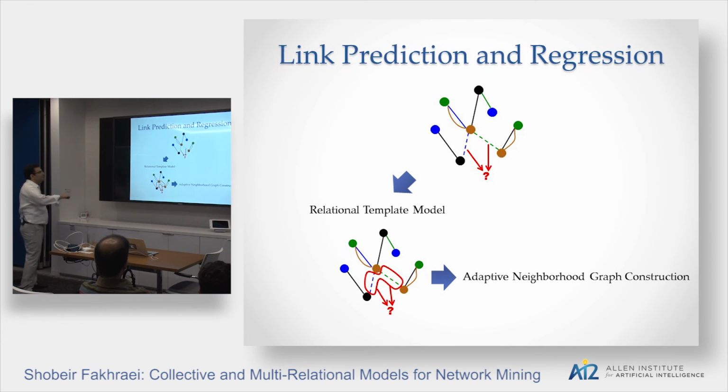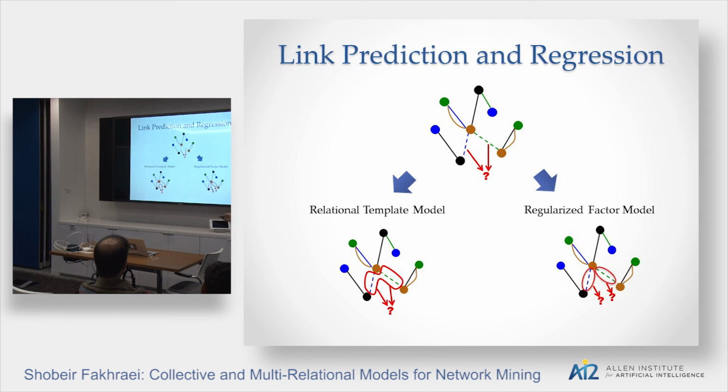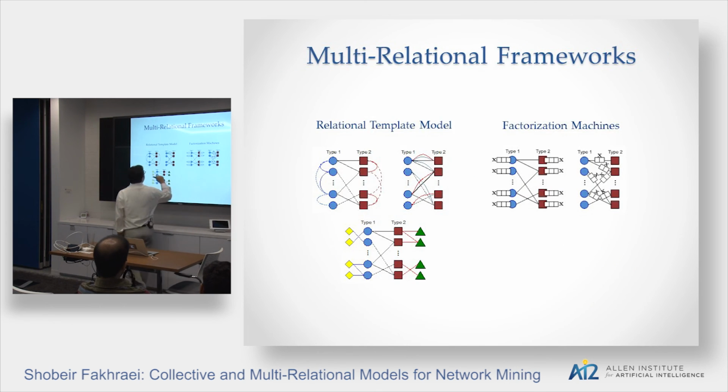OK. So back to link prediction and regression. So we proposed a relational template model. And for that, we came up with an adaptive neighborhood graph construction to actually select similarities for this model. So next, I'm going to briefly talk about this regularized factor model. Factor models, as you know, are a popular method in industry to infer link information. And one of these popular methods is factorization machines, which can actually incorporate some of the information of the nodes in the model.